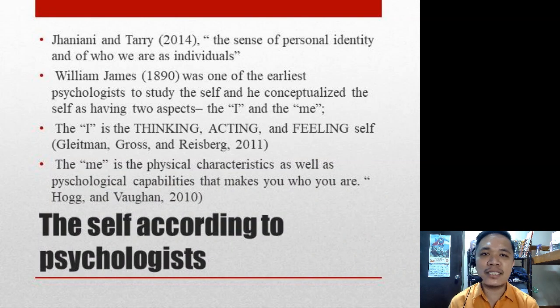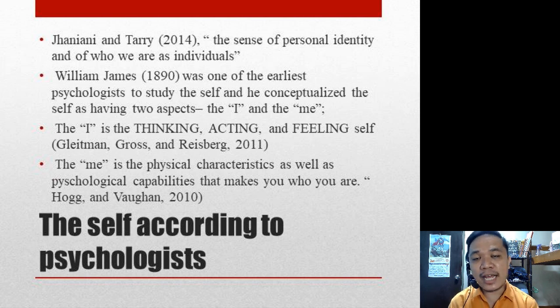Now let's go to the different psychologies that help us understand ourselves. Gianniani and Tari, 2014, said that in order for us to understand ourselves, there is what we call the sense of substance, that what we see and what we consider essential becomes our personal identity, and that would lead us to who we are as individuals. If you think that you are a child of God, and you consider that substantial and even essential, then that will contribute to your personal identity that you are a child of God.